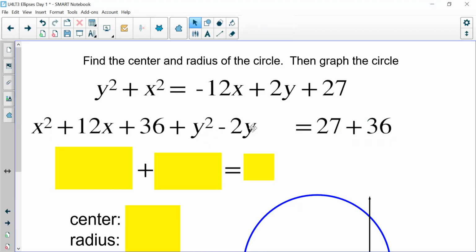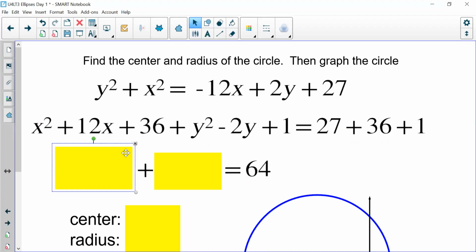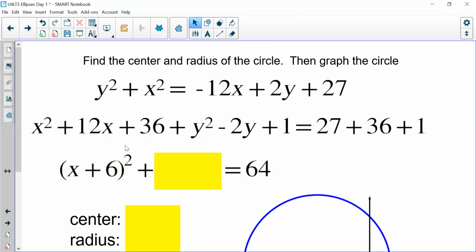Half of -2 is -1. I square that, I get positive 1. Do it on both sides, keep the balance. 27 plus 36 plus 1 is 64. This trinomial factors into (x + 6) squared. This trinomial factors into (y - 1) squared.